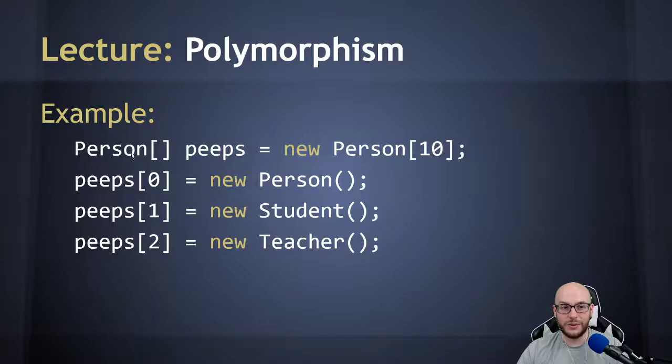I'm going to create an array or an array list that can store person objects, and we can pass in a person. Here I'm assigning it a student. This doesn't say anything about student. Here I'm assigning it a teacher. This doesn't say anything about teacher. This is a benefit of inheritance and polymorphism. Let's do that.